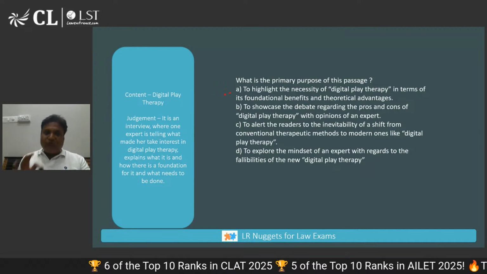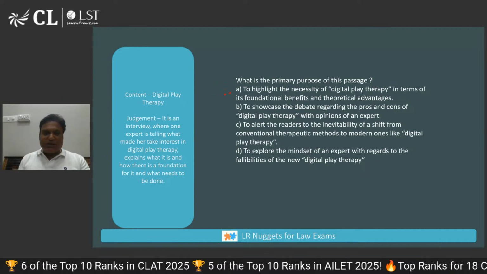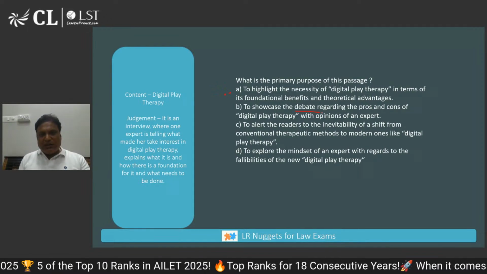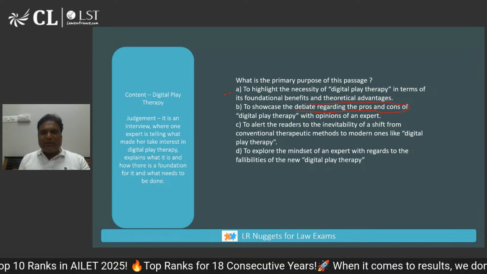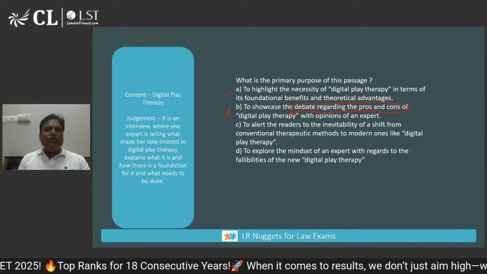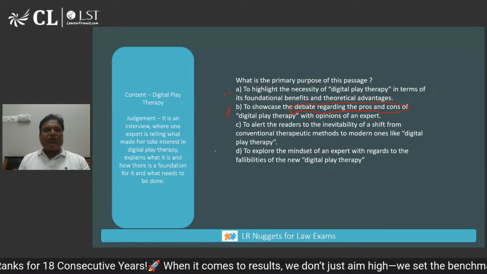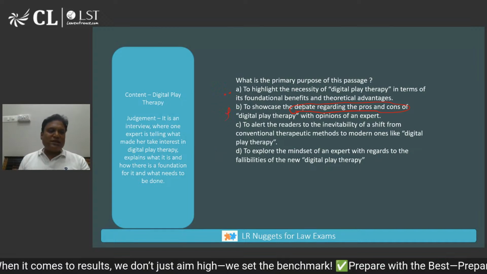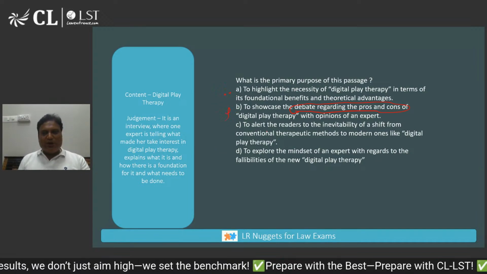When I read it for the first time, I don't know whether this is the right answer. Option B: To showcase the debate regarding the pros and cons. This definitely is not the right answer, because there is no debate and no positives and negatives of digital play therapy discussed. It is just an interview. So this can be ruled out.